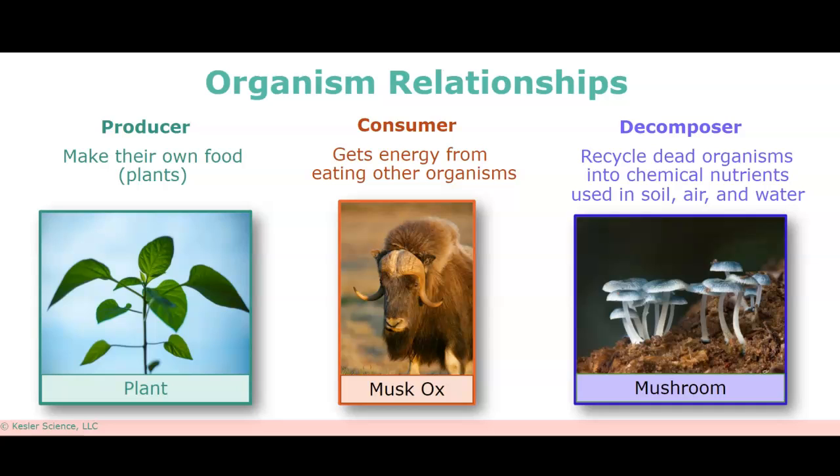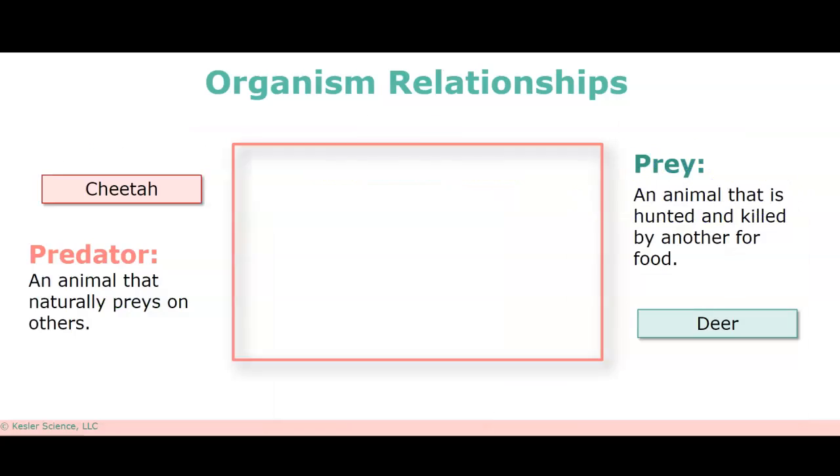So these are some terms you may be familiar with. Producer, they make their own food. That's plants generally because they actually can convert sun energy into food. A consumer gets its energy from eating other organisms. For example, we have a muskox. And then a decomposer takes dead organisms, changes it back into chemical nutrients, and that's put in the soil, air, and water.